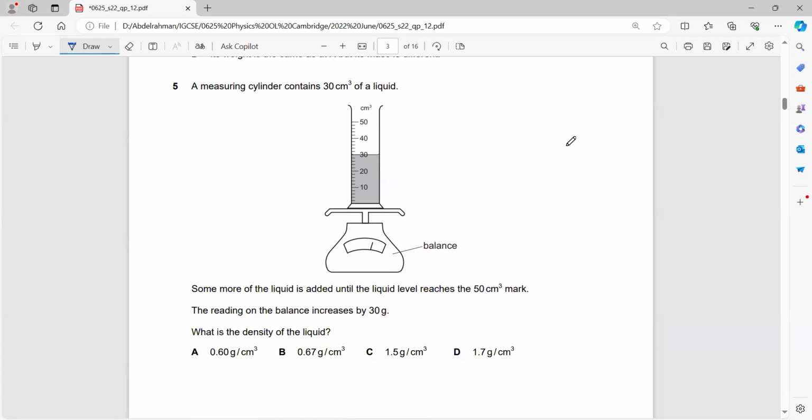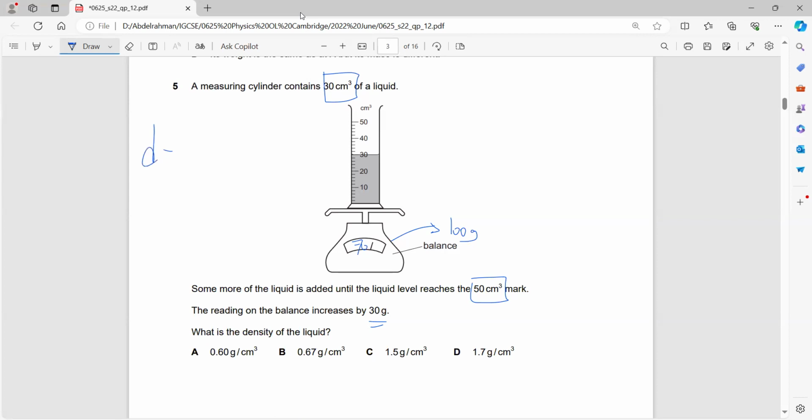Question 5. Some more liquid is added. Initially, the volume was 30 centimeters cubed. Some more liquid was added until the volume becomes 50 centimeters cubed. The reading on the balance increases by 30 grams, meaning that, for example, the initial reading was 70, it became 100 grams. So the difference was 30 grams. The difference in the mass.